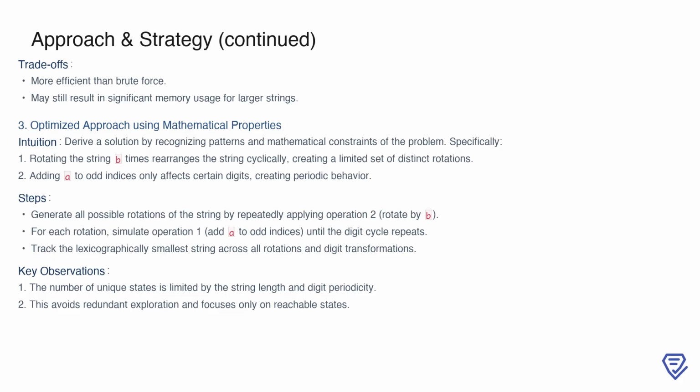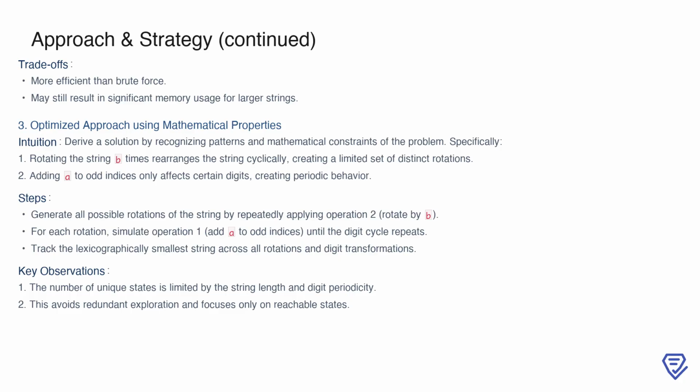Although BFS significantly reduces computational redundancy compared to brute force, it still has its limitations. Memory usage can become substantial for larger strings, as we need to track all visited states. To address this, an alternative optimized approach leverages the mathematical properties of the operations. By analyzing the periodicity and constraints of the problem, we can narrow down the state space even further. Rotating the string by b creates a limited set of unique rotations, as the string's length is fixed. Similarly, adding a to the digits at odd indices produces a periodic pattern due to modulo arithmetic.